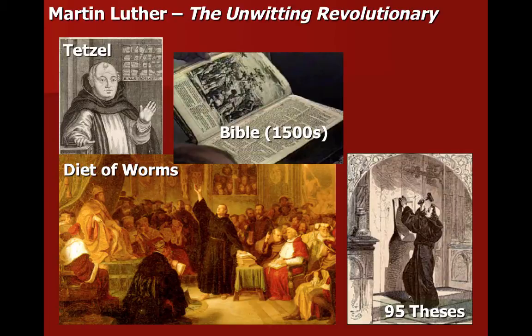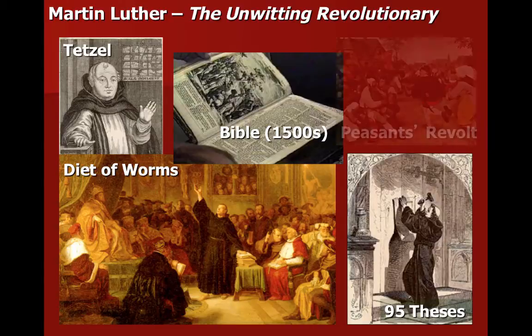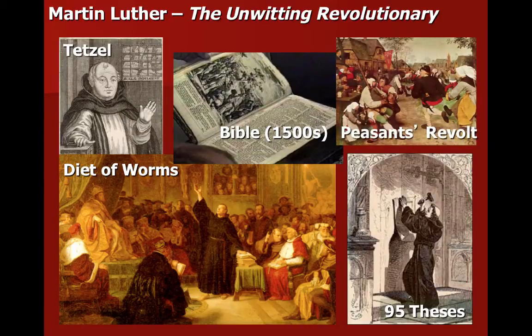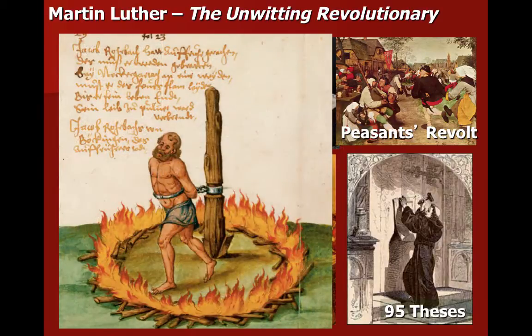Concurrently, many German nobles supported the Protestant Reformation, seeing an opportunity to seize land and power at the expense of the Church. By the mid-1500s, violence erupted in a Catholic-led peasant revolt, mostly against German Protestant nobles. Luther, however, did not support this and even condemned the growing violence. In this drawing, you see one of the leaders of the peasant revolt being burned alive at the stake.